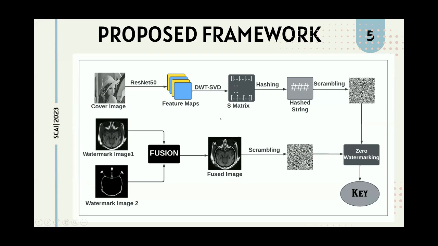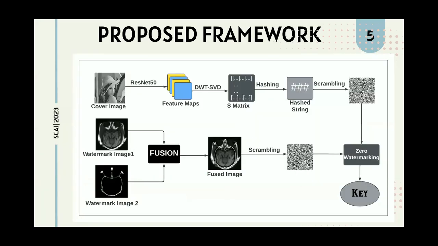Now here you can see that the matrix has been converted to a string, and after that scrambling has been performed on that string. Finally, this is the second input going to the zero watermarking, and the zero watermarking produces a key for me, from which I can in future extract the watermark from the cover image.